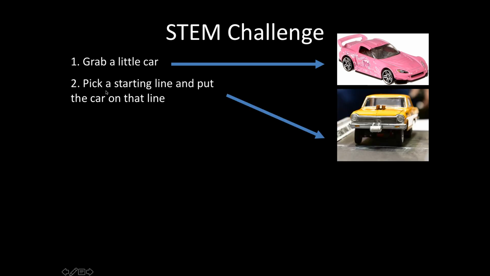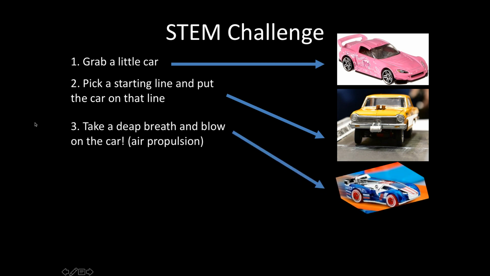Step 2 is you're going to pick a starting line and you're going to put the car on that starting line. This is similar to what we've done in some of the other STEM challenges. As you can see here in the picture, here's the starting line, and the little toy car is right on top of that starting line. Step 3, you're going to take a deep breath, and then you're going to blow on the car, which is called air propulsion. And after you blow on the car, it's going to move forward all by itself without using your hands. Only the air is going to move it forward.